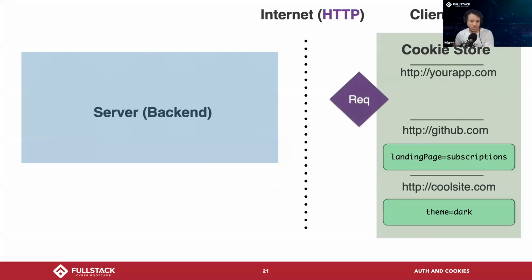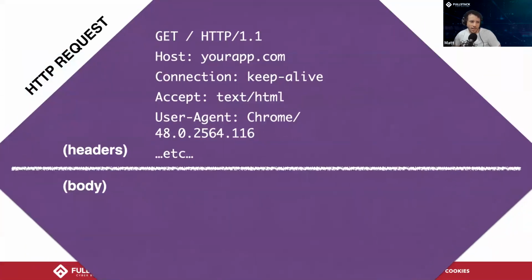Okay, so I make a request for the cookie store app, right? Yourapp.com. Make the request. Let's take a look at what that HTTP request will look like in a little bit more detail. We should have seen some requests today that kind of look like this. It's a GET request for slash, right? So just yourapp.com. And we're using the HTTP protocol 1.1.